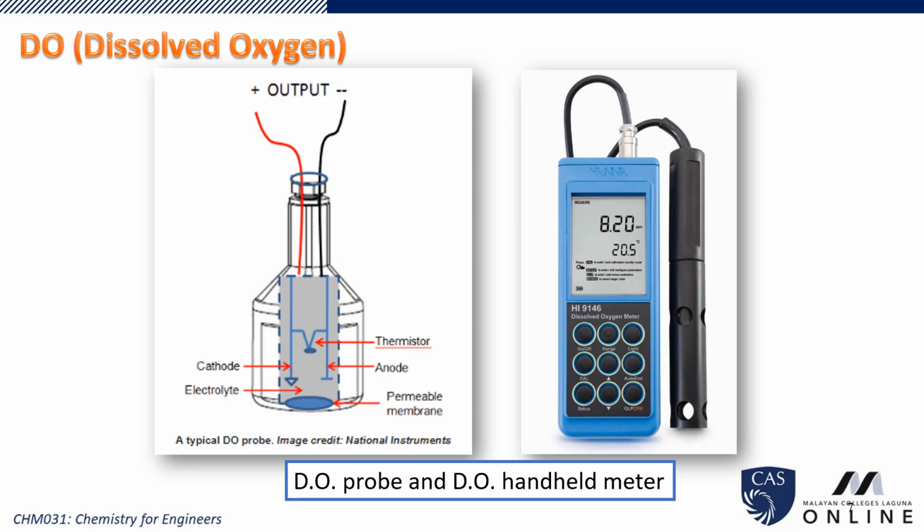Dissolved oxygen is measured using a DO meter, which includes a probe, electrodes, and electrolyte solution. Oxygen diffuses through a membrane and generates an electrical signal proportional to its concentration.